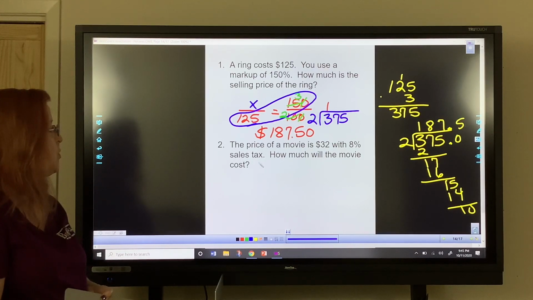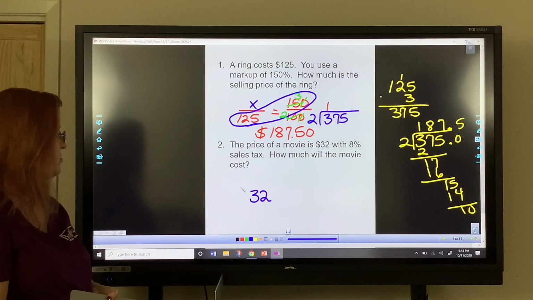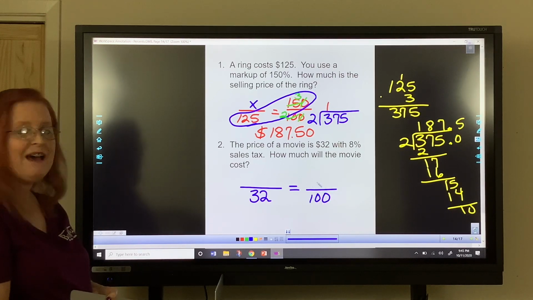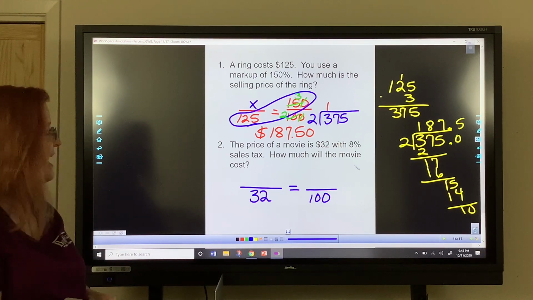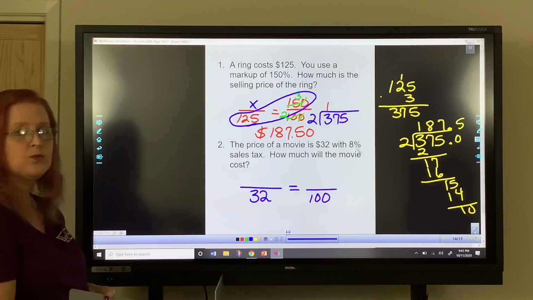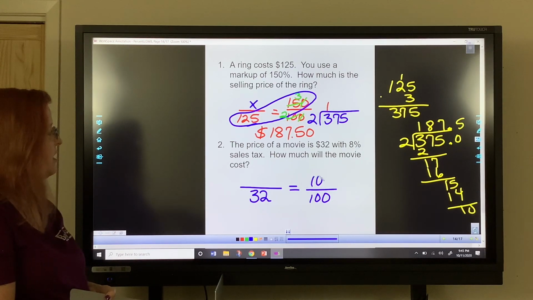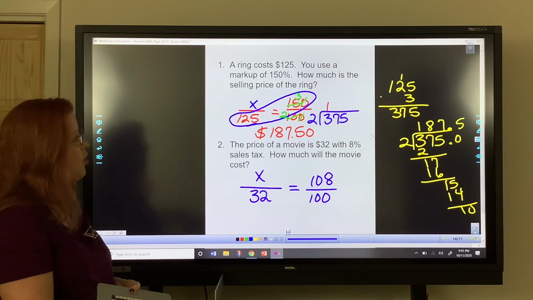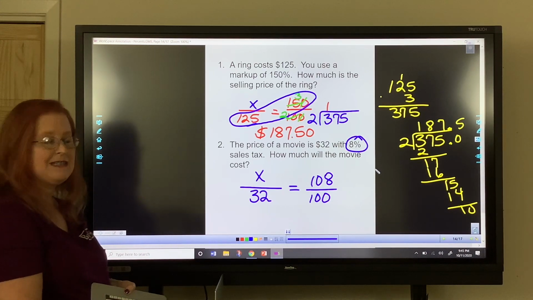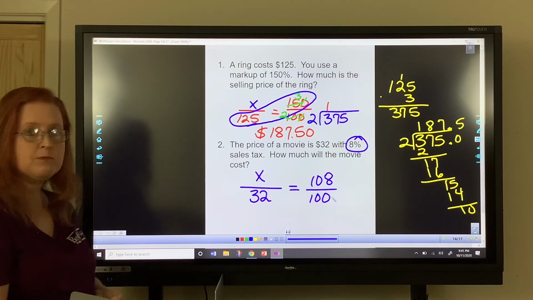Okay, so if our movie is $32 and that's our total, but we're going to have our sales tax, we need to add that to our total. Well, if we have 100% and we're adding 8%, what does that equal? Well, that equals 108. And then you're looking for your total cost. And so you still have your markup, okay? So you can always add your percent to 100 and set up your percent proportion.